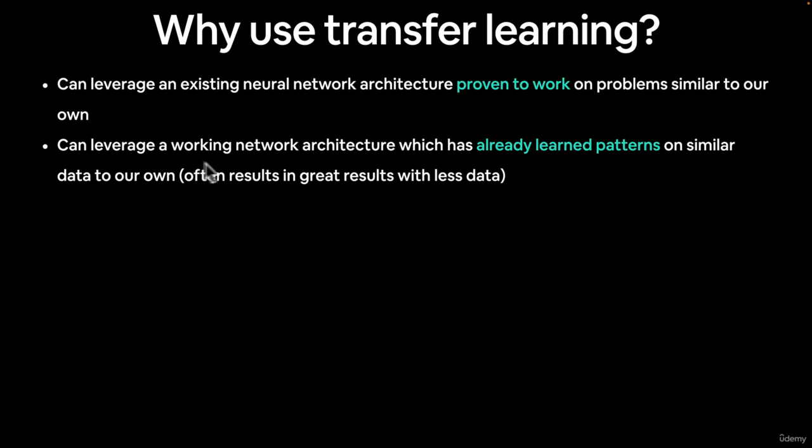And of course, if we leverage a working neural network architecture, we can also leverage the existing learned patterns on data similar to our own. And so this, as we'll see, often results, oh well, that's a spoiler. Oh my goodness, Daniel, don't give away all the tricks yet. Often results in great results with less data. So that's the power of transfer learning. Use an already existing neural network architecture, proven to work, and because it has already learned some patterns, if we adjust those to our own problem, we can often get great results with little data.